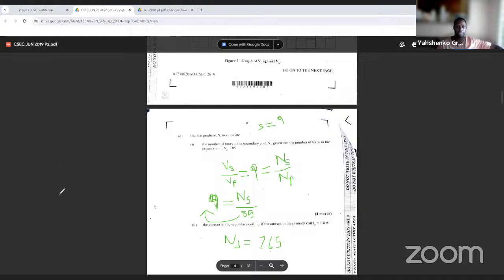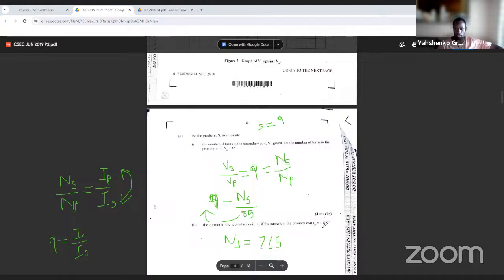So I'm going to write NS over NP, which is equal to 9, is going to equal the current in P over the current in S. See? So notice that these two are inverted. Instead of having them match up as IS, NS, you invert them. So now I'm going to write again: 9 is equal to IP over IS.